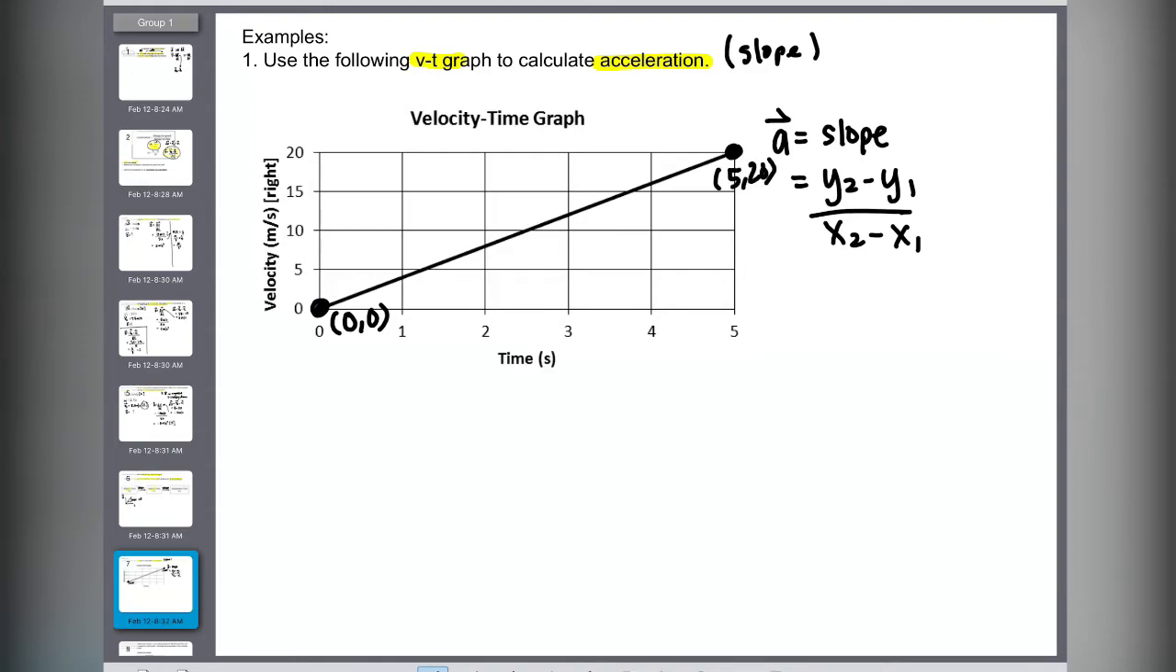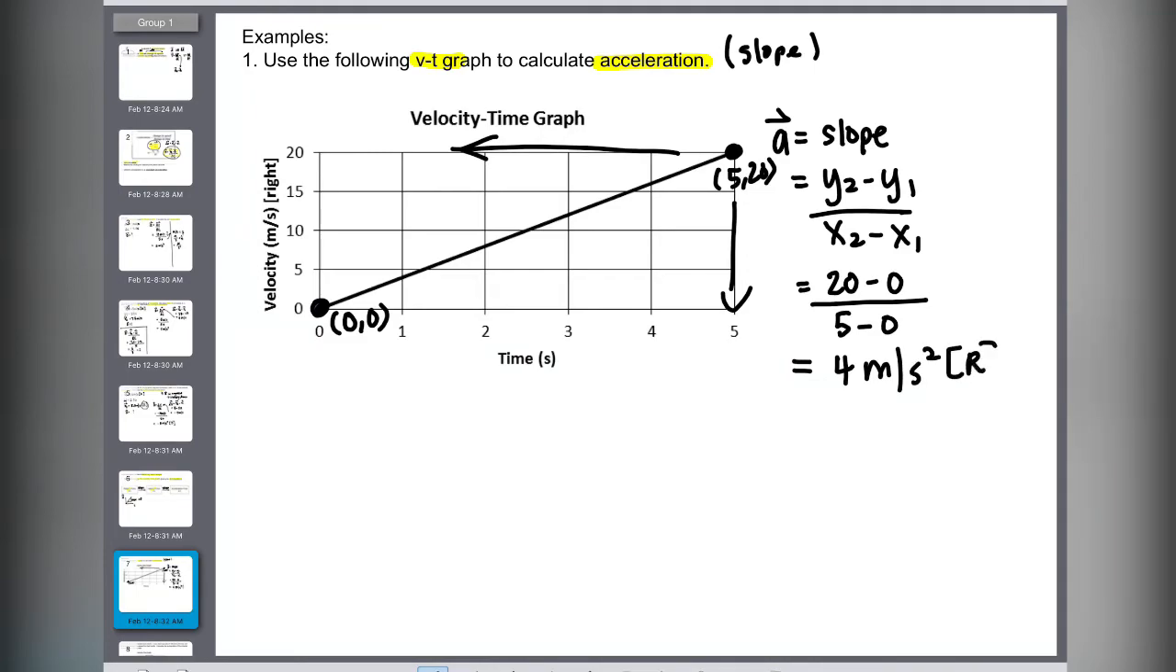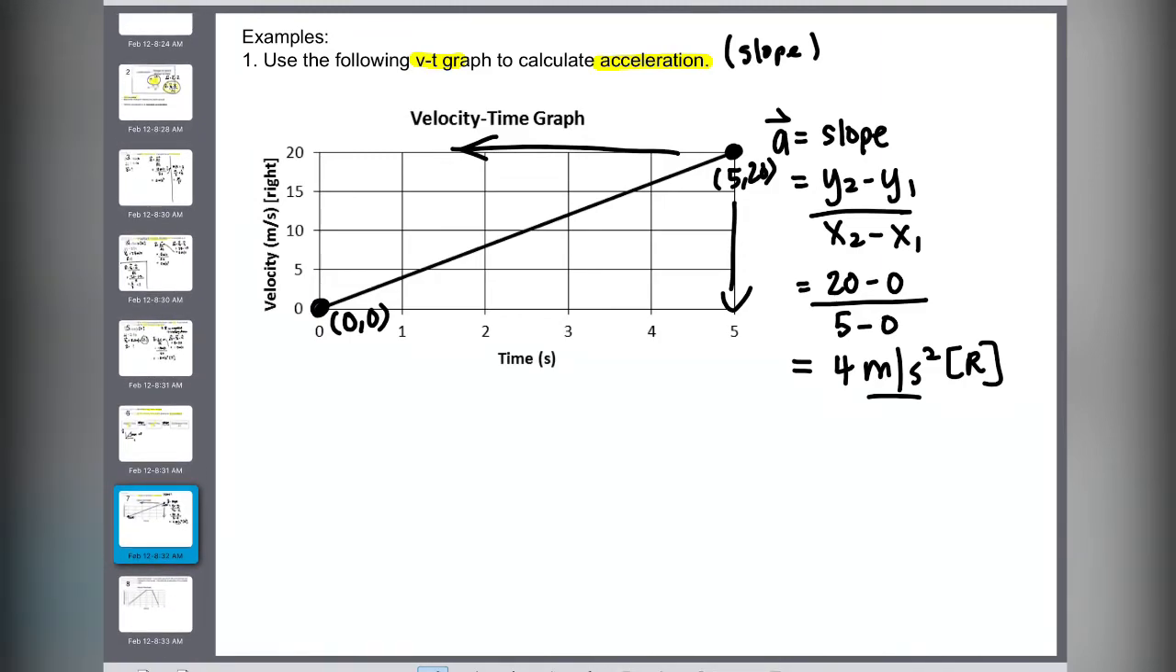This point is 0, 0. This point up here is 5 and 20. You read from the graph, right? So y2 is 20 minus y1, which is 0, over x2 minus x1, 20 divided by 5, 4 meters per second square to the right. Remember, the unit for acceleration is meters per second square. Get used to the units.